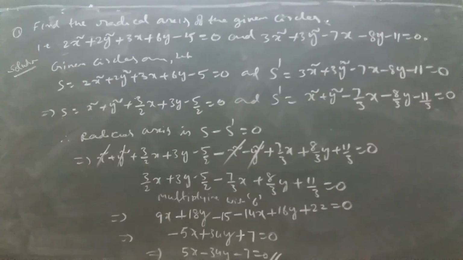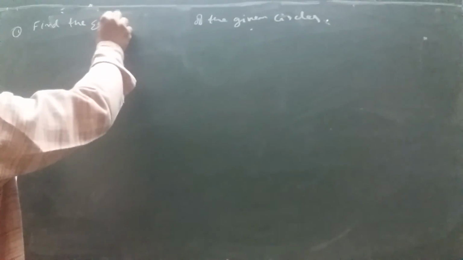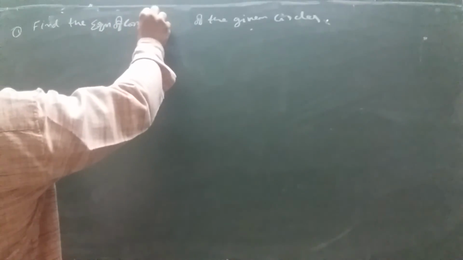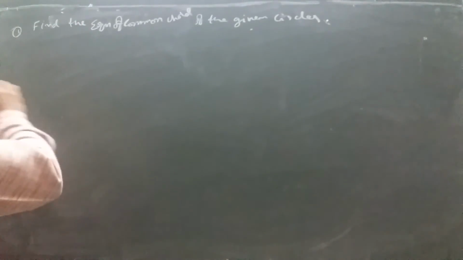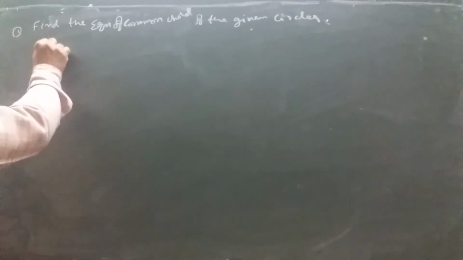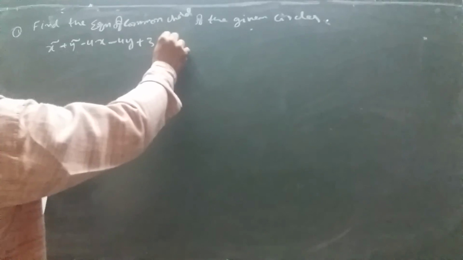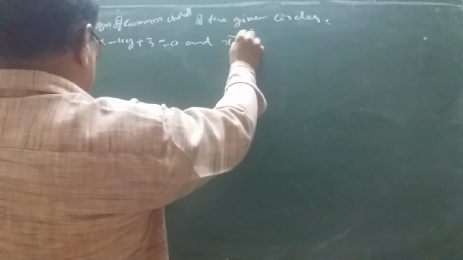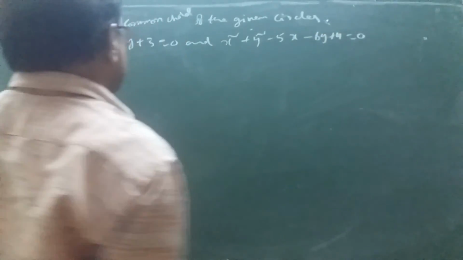Now take another simple problem. Find the equation of the common chord of the following pairs of circles. The given circles are x square plus y square minus 4x minus 4y plus 3 is equal to 0 and x square plus y square minus 5x minus 6y plus 4 is equal to 0.